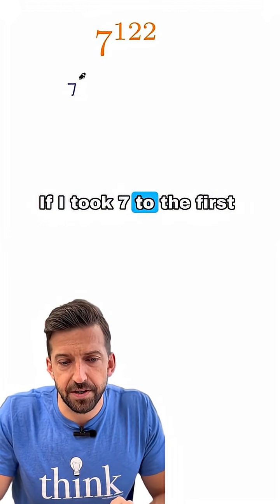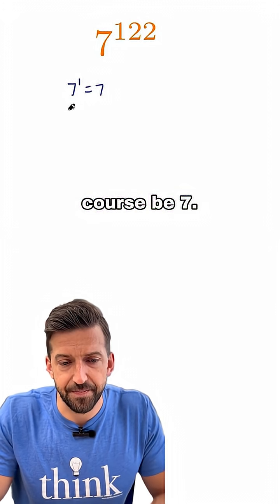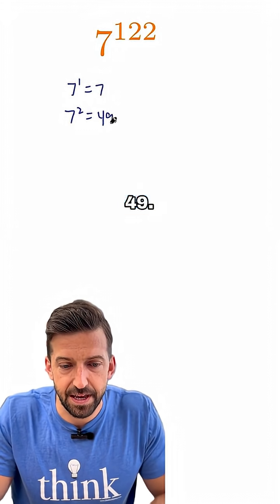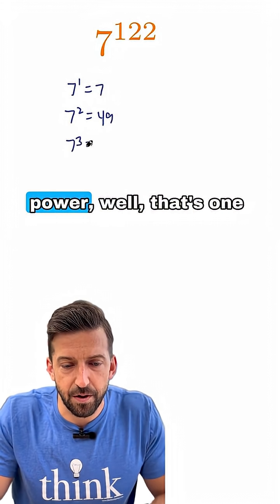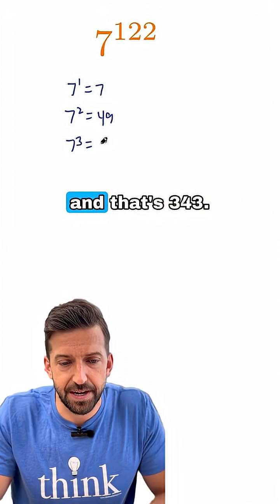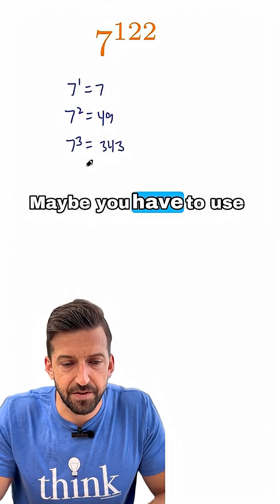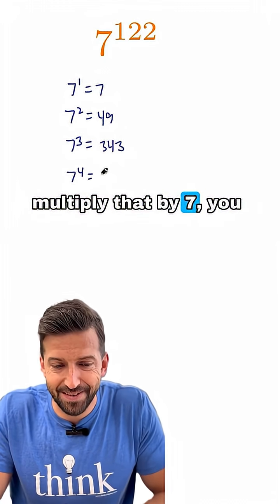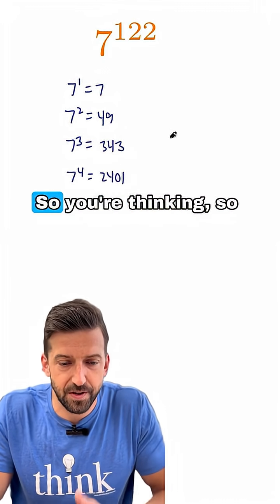If I took 7 to the first power, that would of course be 7. If I took 7 to the second power, what would that be? That's 7 times 7, that's 49. If I took 7 to the third power, well, that's one more 7 multiplied on, and that's 343. Maybe you have to use a calculator for that one. And if I have 7 to the fourth power, well, multiply that by 7, you get 2,401. So you're thinking, so what?